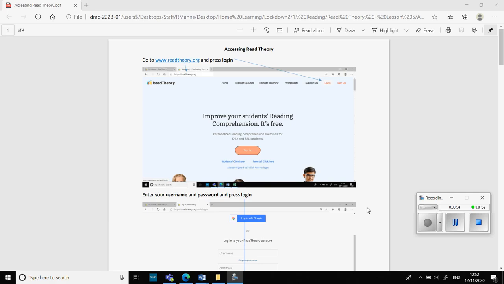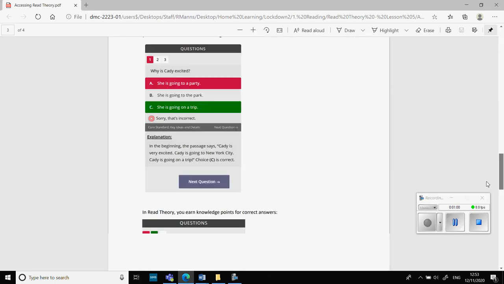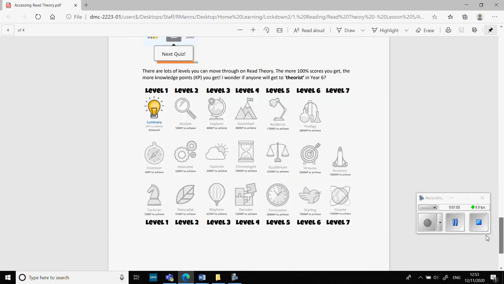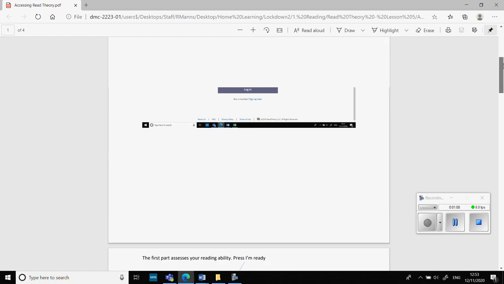Okay. What I'm going to do today is show you how to log on to it. There's a set of instructions that takes you through everything and explains how Read Theory works, and explains the point system, in terms of there are levels you can move through and gets the highest point system for those of you who are quite competitive.